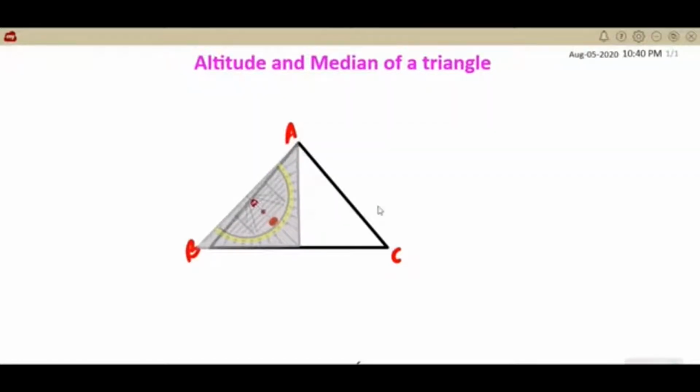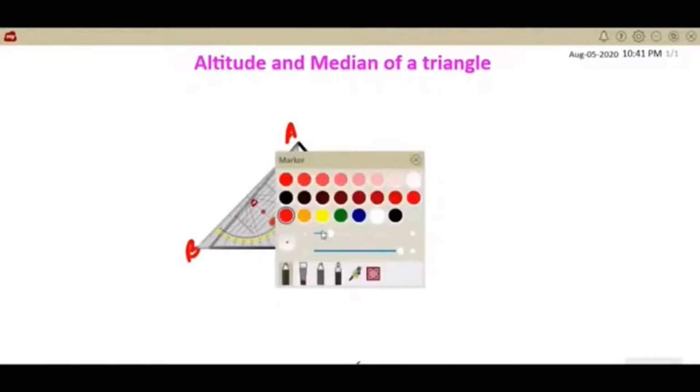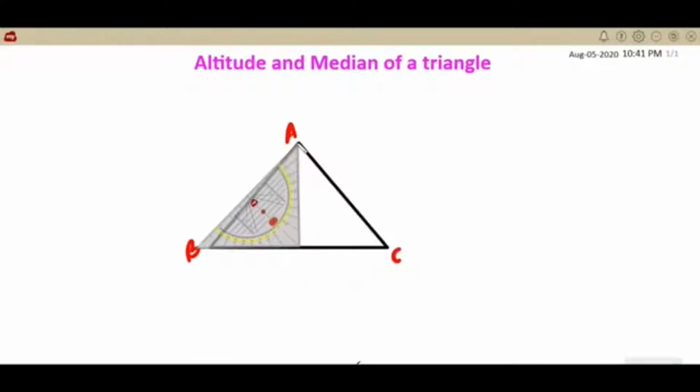Your geometry box also has a set square like this. Draw a line segment connecting the opposite vertex and the side BC, and it will be perpendicular because we are drawing it with the help of a set square. So let me draw the perpendicular to the opposite vertex from BC. One minute. Okay, now I will be drawing it. Let me change the color and draw. This is one of the altitudes.